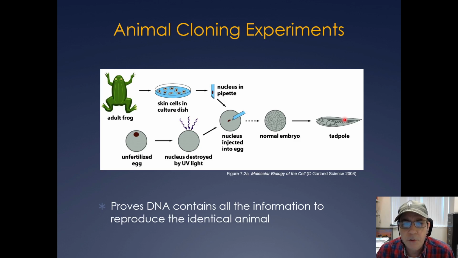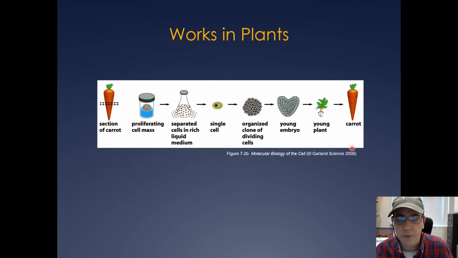And we all know it comes from our DNA, right? You can take an adult frog and take skin cells from the frog and culture them in a dish. And then you can take an unfertilized egg and destroy all the DNA with UV light. And then you can inject the nucleus from a skin cell, and that egg can then develop into a normal tadpole and then eventually into a frog. Right, and we're all familiar with these cloning experiments.